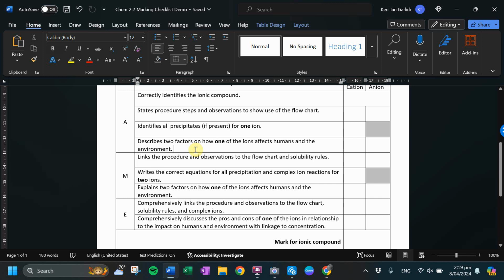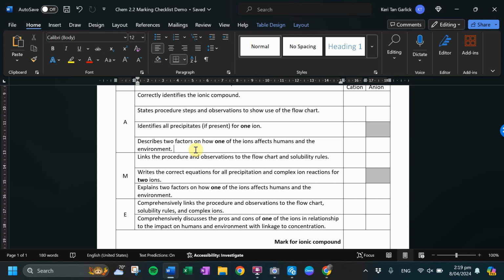And then the last section of the internal is to write a short little report. It's barely even a report. It's just a few paragraphs talking about the impact the ions have on humans and on the environment. That is something that we see at achieved, merit and excellence level, and the depth of your understanding is then going to show what grade you get.